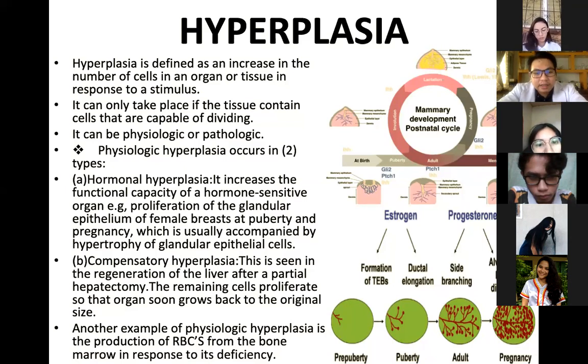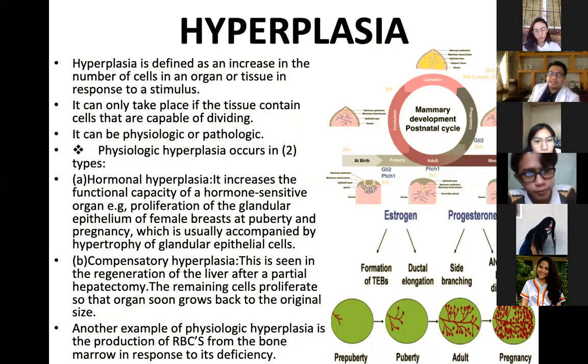Okay? Another is compensatory hyperplasia. This is seen in the regeneration of the liver after a partial hepatectomy. Okay, the remaining cells proliferate so that the organ soon grows back to the original size.